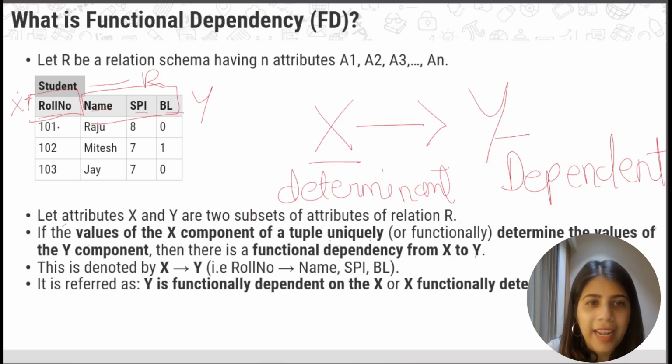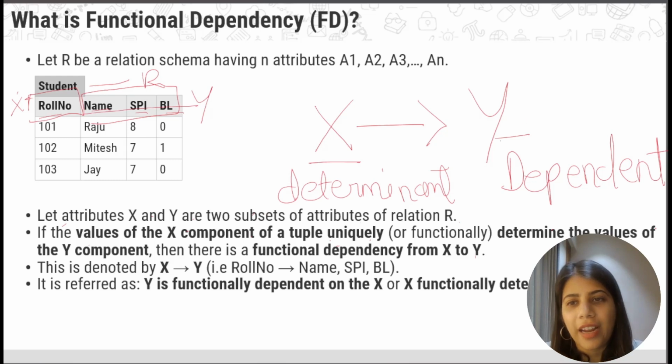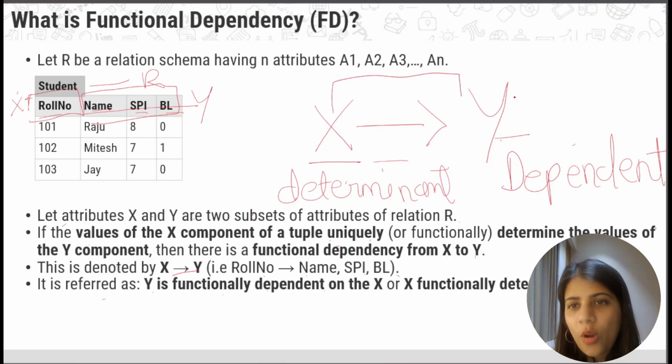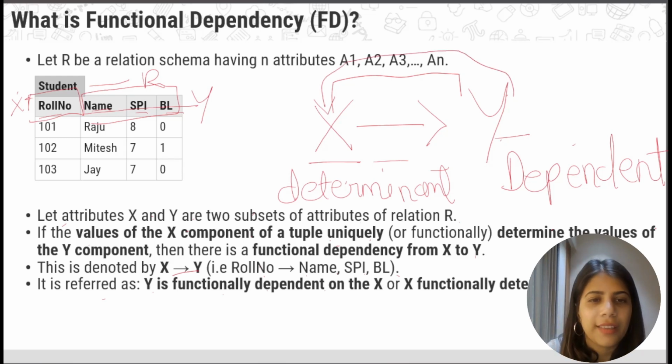मतलब रोल नंबर मेरा X है, रोल नंबर के बेसिस पे मुझे बाकी सारी वैल्यूज अगर मिल रही है तो ये Y डिपेंडेंट हो जाता है और X डिटर्मिनेंट हो जाता है. It is denoted by this arrow. So रोल नंबर determines name, SPI and BL. It is referred as Y is functionally dependent on X or X functionally determines Y. So we can either say that X determines Y or Y is determined by X. Both the ways एक ही मतलब होता है.